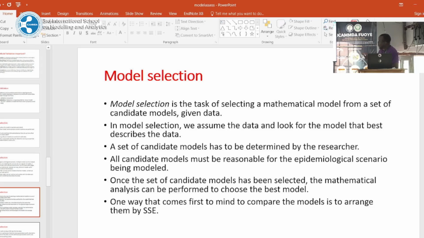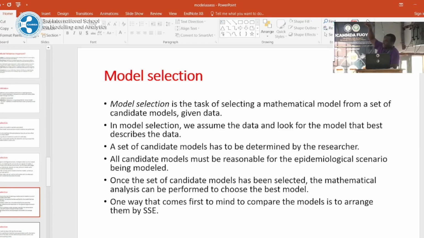will then, apart from that, you are going to carry out what we call AIC. All candidate models must be reasonable for the epidemiological scenario being modeled. Once the set of candidate models has been selected, the mathematical analysis can be performed to choose the best model. So one way that comes first to mind is to compare the models by arranging them by SSE. Those are some of the things that were presented in your former class.